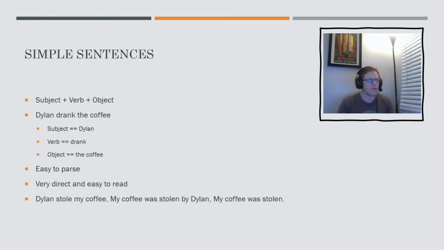Dylan stole my coffee becomes my coffee was stolen by Dylan, or even just my coffee was stolen. Passive voice is harder to parse, but it can intentionally hide agency, and that's one of the reasons why it is common in sciences.